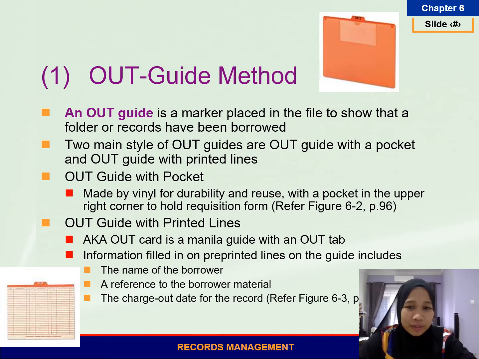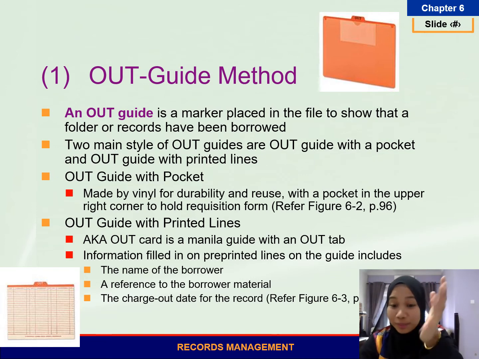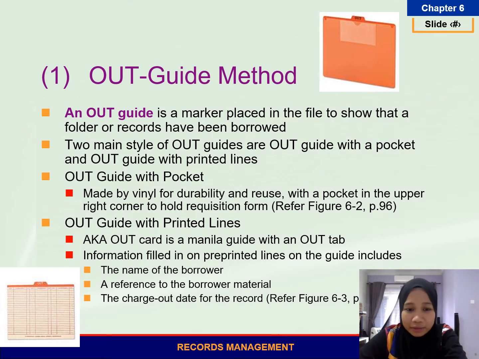Okay, so outguide with pocket ni adalah made of vinyl for durability and reuse, with a pocket in the upper right corner to hold requisition form. Kalau outguide with pocket ni, macam tengok gambar kat atas dekat slide tu, made of vinyl, file dalam bentuk plastik lah maksud dia, which is kita boleh guna banyak kali. Ada pocket dekat file tu untuk dia hold requisition form.